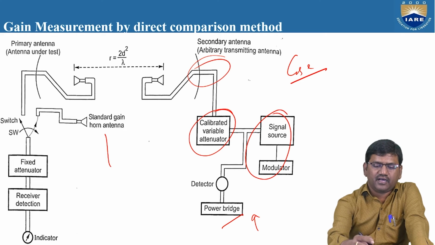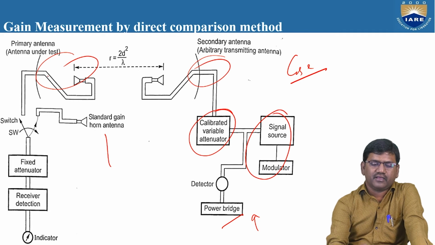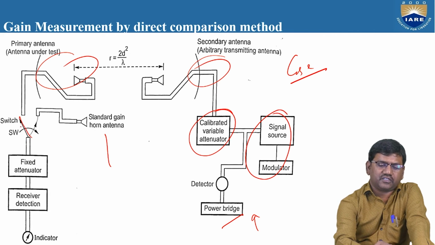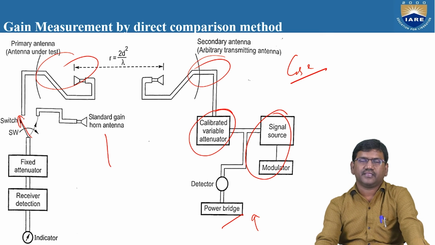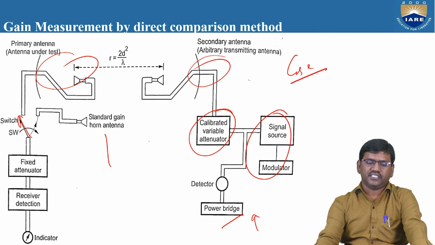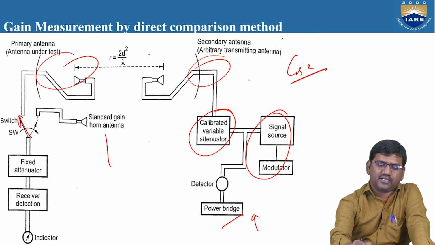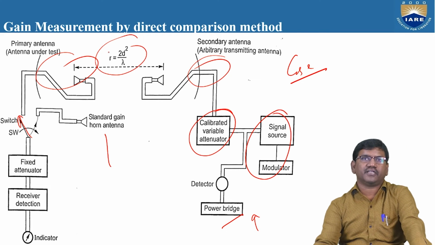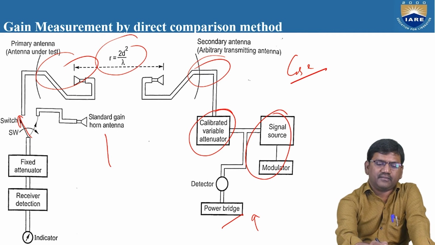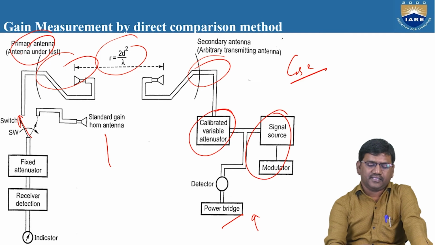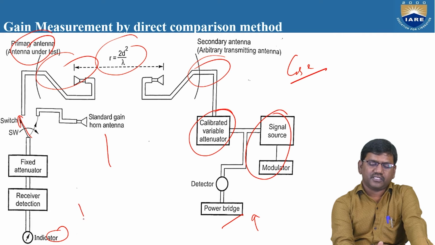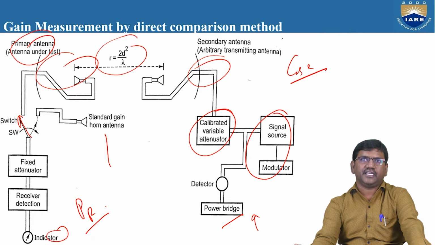And see here, there is a primary antenna. The switch is connected to the primary antenna first. What is the amount of power received when the primary antenna is connected? That amount of power is noted by the indicator here. It is recorded by the indicator.